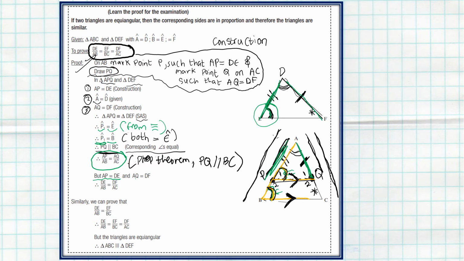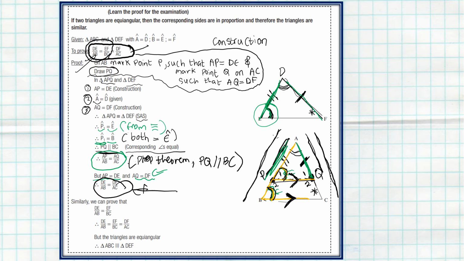DE is equal to DF. It means that we can substitute: where there is AP we can put DE, and where there is AQ we can now put DF, right? So that's what they just did there. They replaced AP by DE and AQ by DF. And now they've proven this part of the theorem. Can you see? They've now proven that indeed DE over AB is equal to DF over AC.